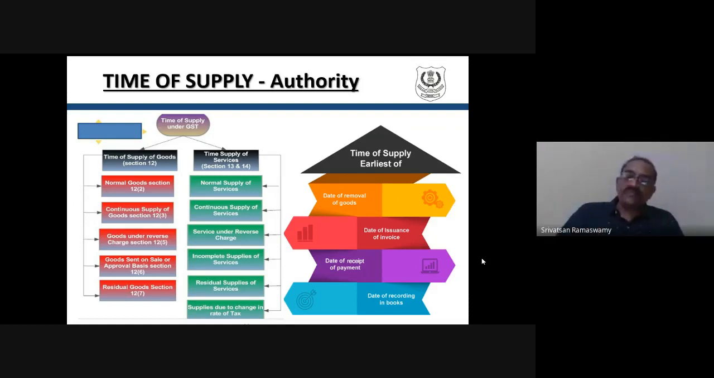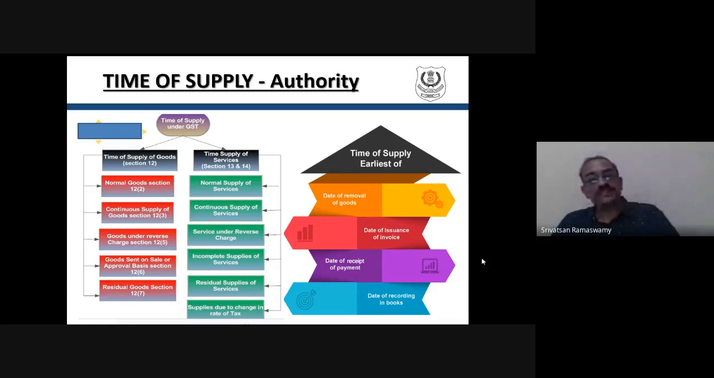Here, even though I have entered into a contract on 1st of April, the agreement is fructified only if one of two things happens. Either I receive an advance so that I am obliged to make the supply, or I raise a bill so that he is also obliged to pay me. So if and only if there is a payment of advance or issuance of an invoice, there is a mutual obligation that is triggered on account of the contractual obligation. That is the point where the agreement is recognized, and that point becomes the time of supply even before the actual event of supply happens.